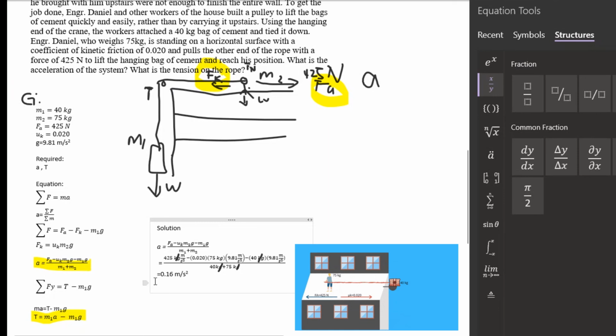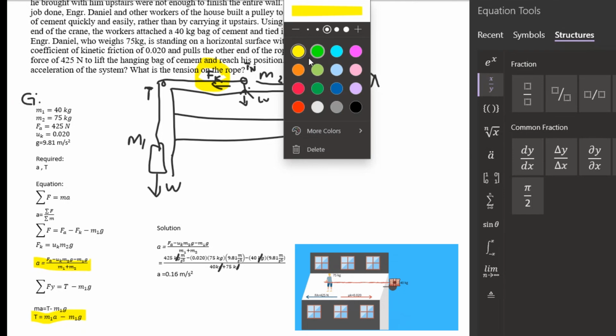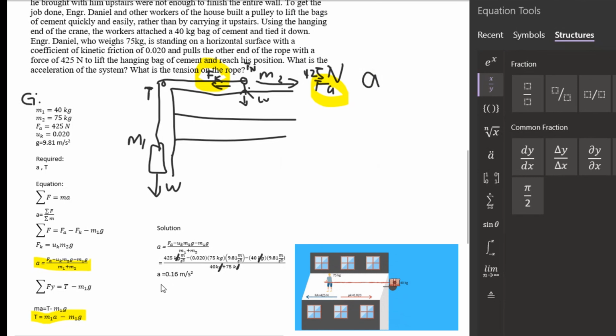So our acceleration for the entire system is, let's change the color, think blue. So the answer for the first question is 0.16 meter per second squared. So we have one answer. Let's proceed to the second part. We're going to look for the tension force. In this case, what we're looking for is the tension force exerted on the rope.